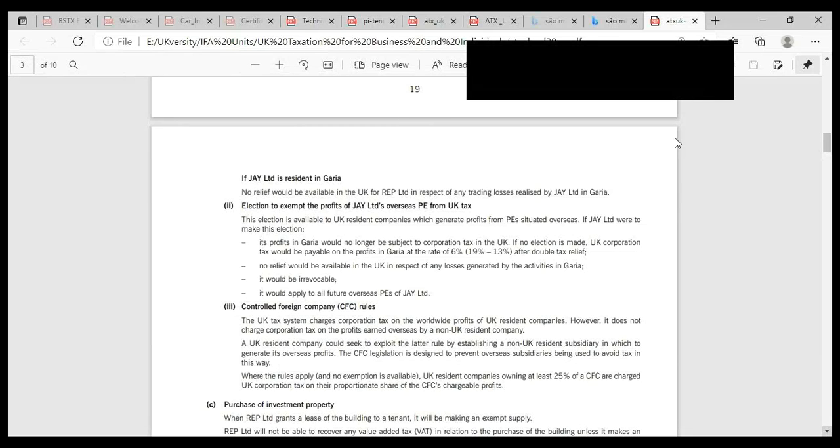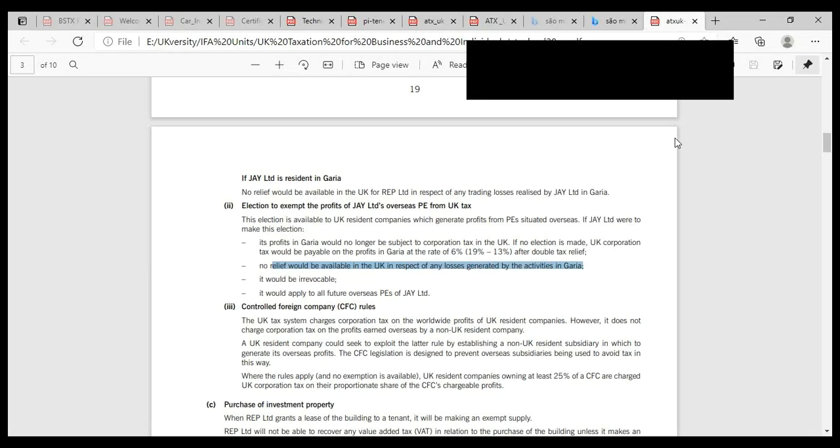This has all been explained. Election to exempt the profit of J overseas: the election is available to a UK resident company which generates profit from a PE situated overseas. If J were to make this election, the profit would no longer be subject to corporation tax. If the election is not made, UK corporation tax would be payable on the profit at 6% after double taxation relief. If the election is made, no relief is available in the UK for any losses generated by the overseas activities.